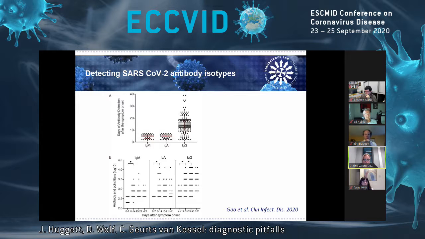Looking into the height of the titers of IgM, IgA, and IgG, we see that both IgM and IgG make a significant increase very early after onset of disease, of course, as expected, whereas IgA will quite rapidly disappear. And IgG continues to increase quite steeply after the first and second week. So once we're talking about the height of the titers.